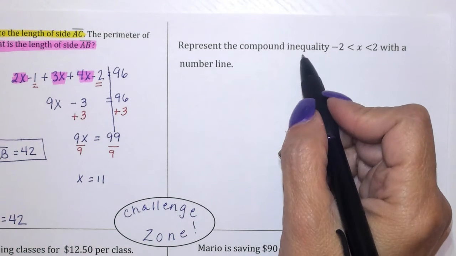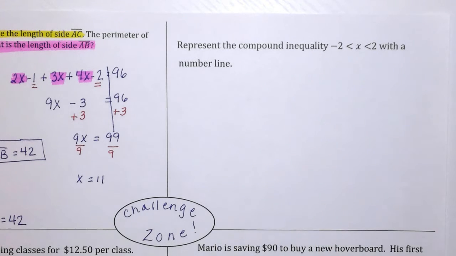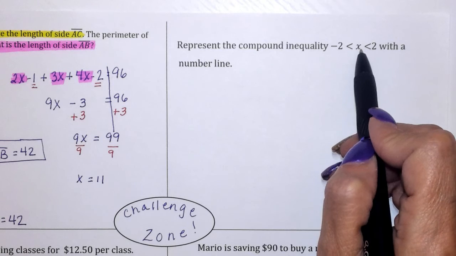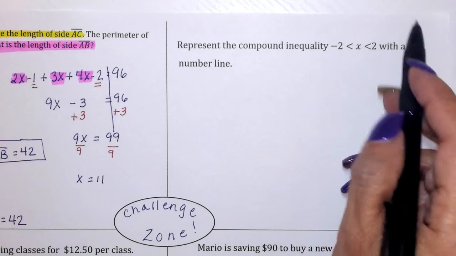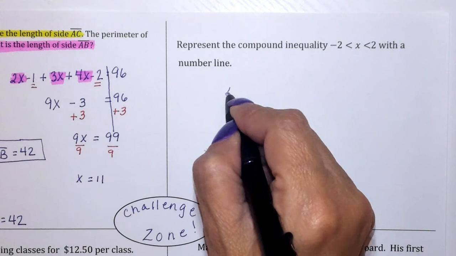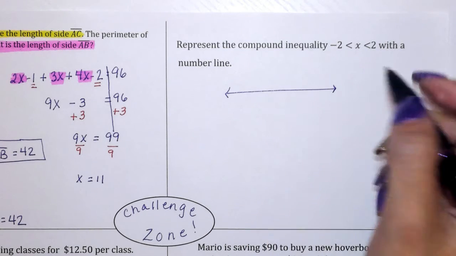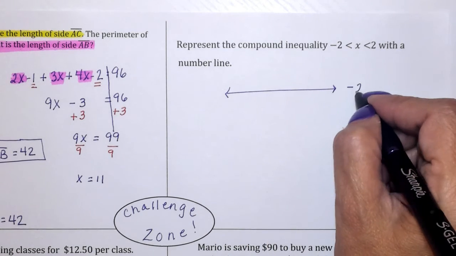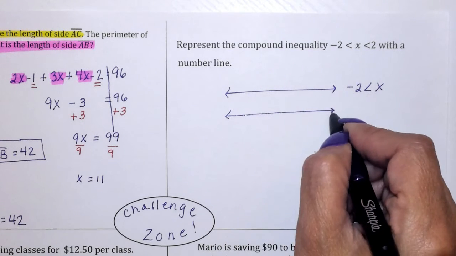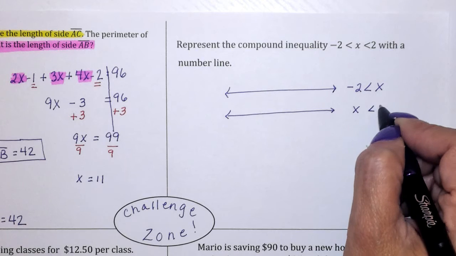A compound inequality means you have two scenarios. You have -2 is less than x, but you also have that x is less than 2. You have to take both of these scenarios and create one number line for them. So I'm going to take the first one, -2 is less than x, and then the other scenario is that x is less than 2.